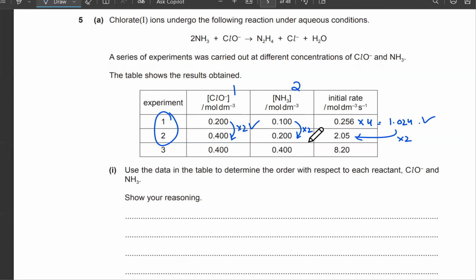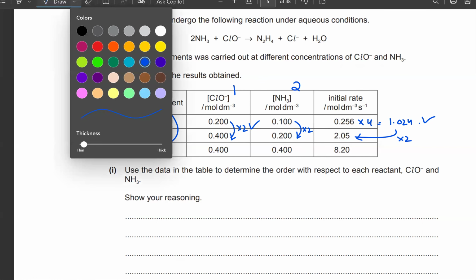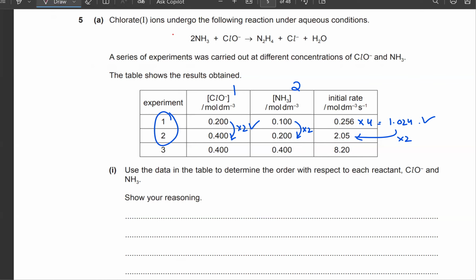Okay. But shouldn't you compare when ClO is constant, so 2 and 3, to find order 2 of ammonia, right? No, we've already done that. Yeah. And then for this one, to find the order of ClO, we don't have a constant. Yeah, so we don't have a constant, right? So what we're going to do is compare 1 and 2, right? But since we already know what ammonia is doing, I'm going to factor that one in.